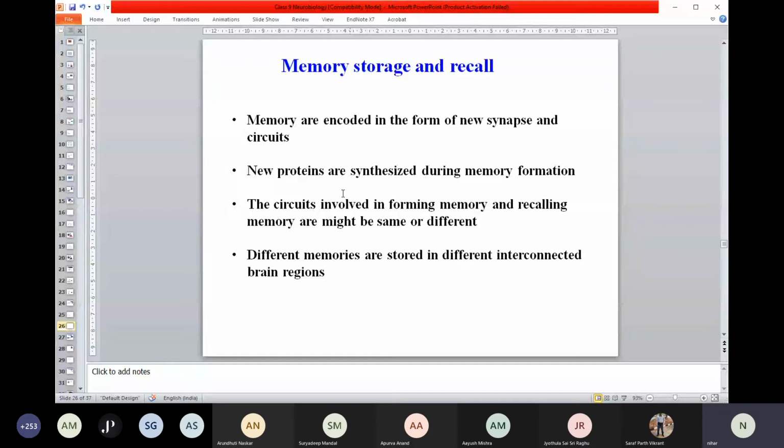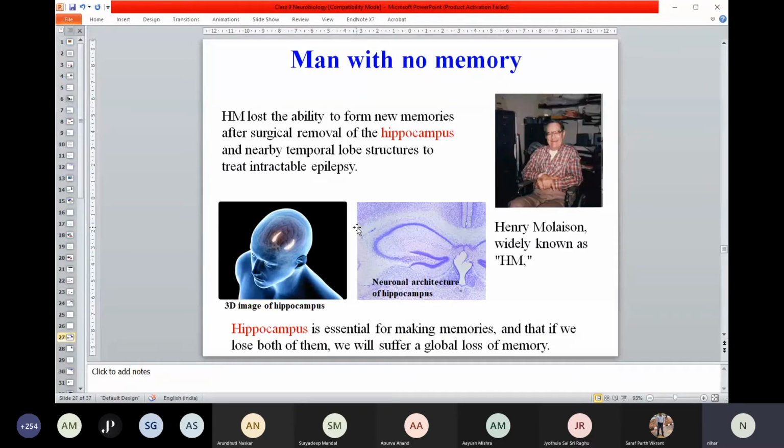There's another two interesting points: the circuit involved in forming memory and in recalling memory. Initially, it was thought to be the same circuit, but in the current scenario, what is happening is probably different. So it is still not clear whether it is the same or different. And different memories are stored in different interconnected brain regions. We talked about only the hippocampus, but I will show some examples. Different kinds of memory are stored in different brain regions, depending on the kind of memory.